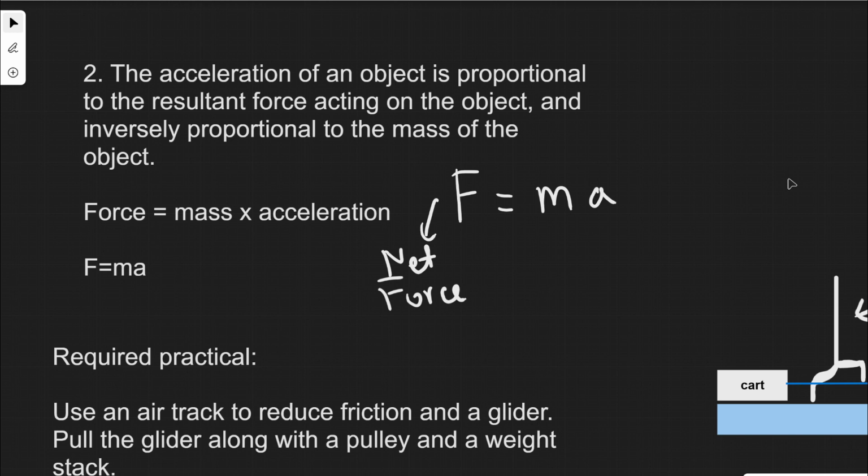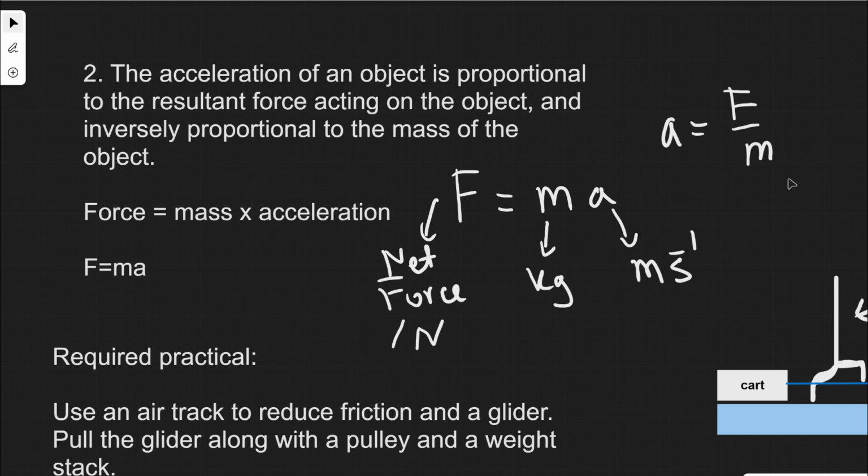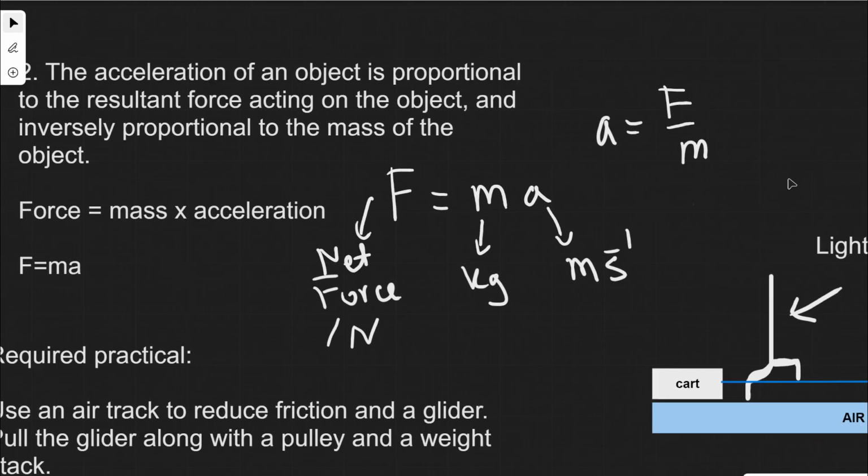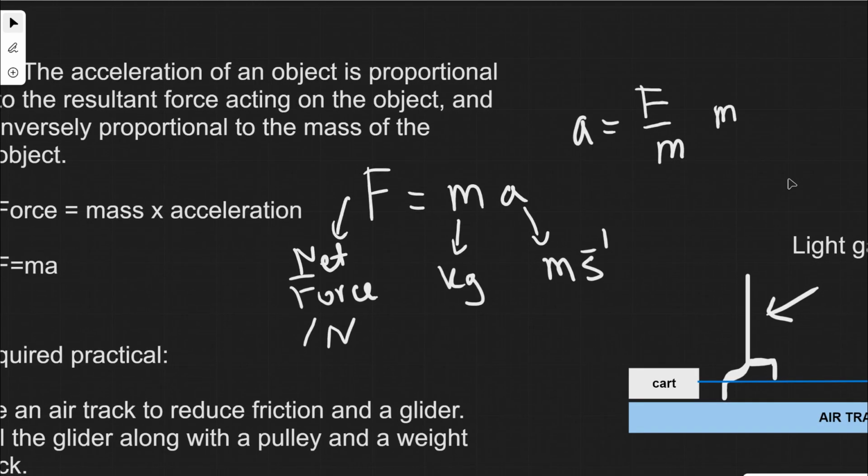The mass m is measured in kilograms. The force, as always, is measured in newtons, and the acceleration is measured in meters per second squared. Rearranging for the acceleration, we get a = F/m, force over mass. Additionally, the mass is equal to the force divided by the acceleration.